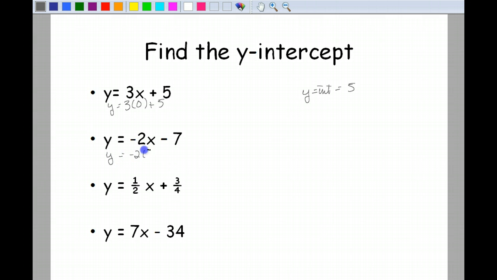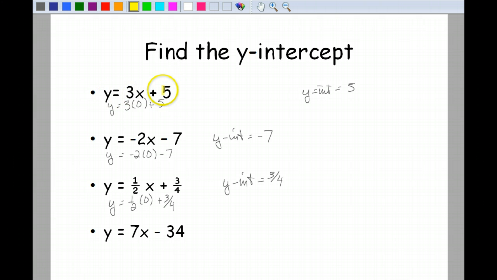What about this one? y is equal to negative 2 times 0 minus 7. Negative 2 times 0 is 0. 0 minus 7 is negative 7. So this one, the y-intercept is negative 7. Ooh, fraction. Let's see how this one's going to work. So once again, y is equal to 1/2 times 0 plus 3/4. 0 times 1/2 is 0. 0 plus 3/4 is 3/4. So my y-intercept is 3/4. Now I want to see if you notice something.